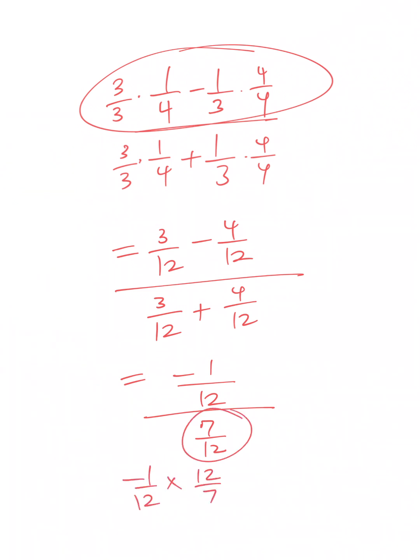So what I did is I just flipped that over. It became 12/7. That will cancel, and you're left with negative 1/7. So that's how we work through that problem using complex fractions. Your book provides a good example of this, so I encourage you to look at the example as well.